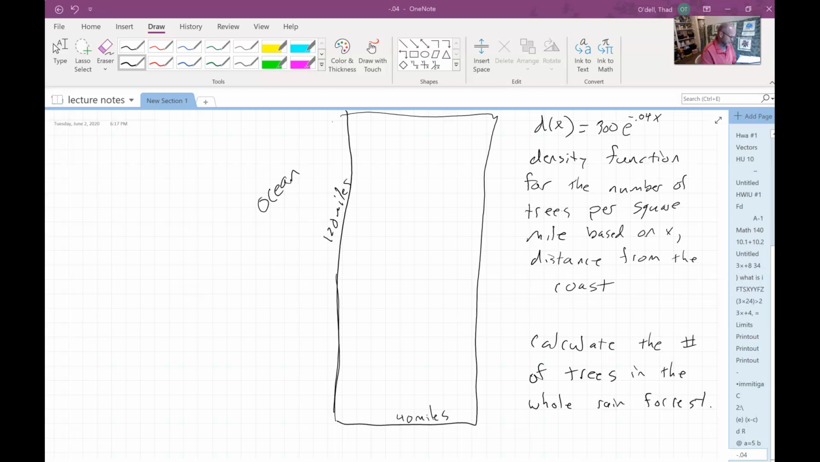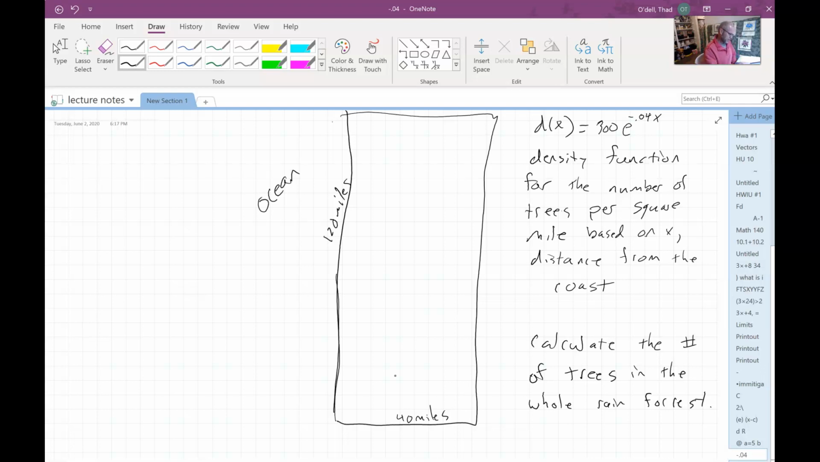So this function is the density function for the rainforest. It gives you the number of trees per square mile based on x, which is the distance from the coast. As you go in from the coast, the number of trees per square mile changes, and you can see this is a decreasing function. As you're close to the ocean, the forest is very dense, or there are more trees per square mile. As you go inland, it becomes less dense, and it seems to be only dependent upon the number of miles from the coast.